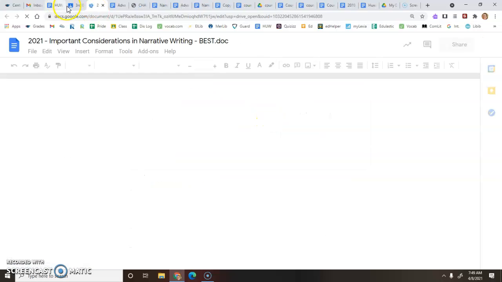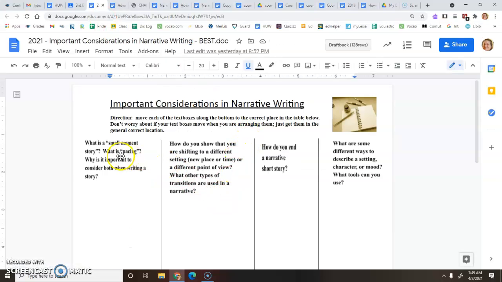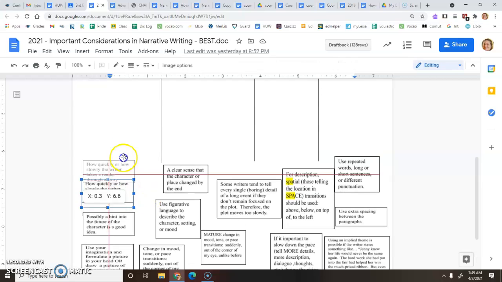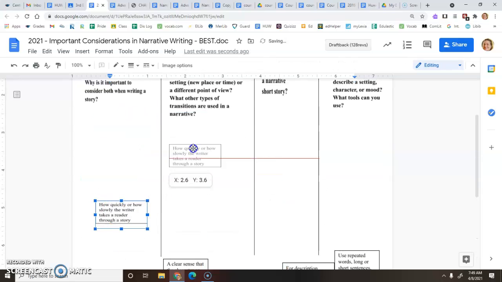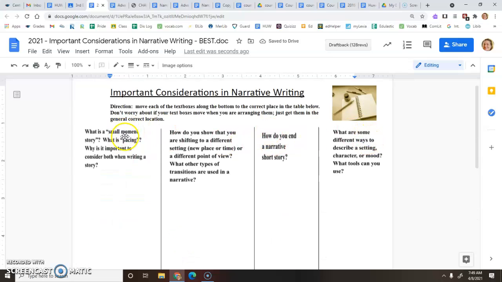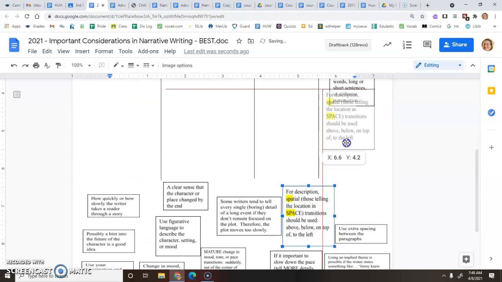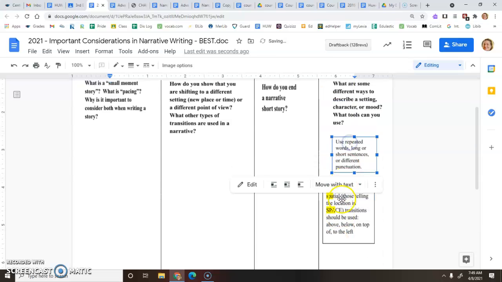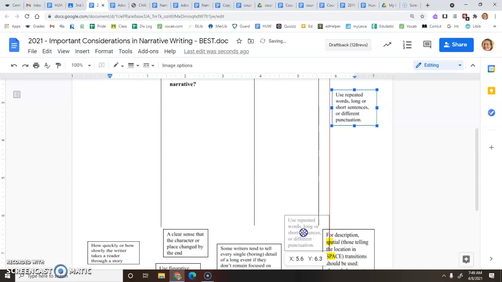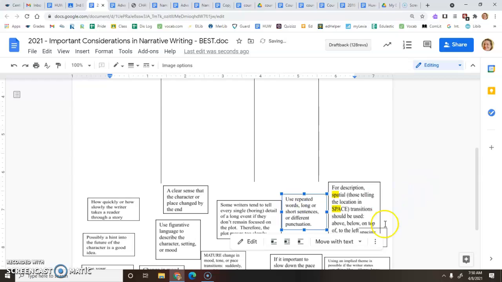When you finish, then what I would like you to do is open up this 2021 important considerations. And basically, these are some of the other things that we really have to think about when writing a narrative. And basically, what you'll be doing is taking these, reading it and moving it to whichever category it belongs in. Obviously, you want to read each of these categories first. And don't worry about it if, when you move things, they get on top of each other or whatever it is. It really doesn't matter. It's just something for you to review some of the important considerations in narrative writing.